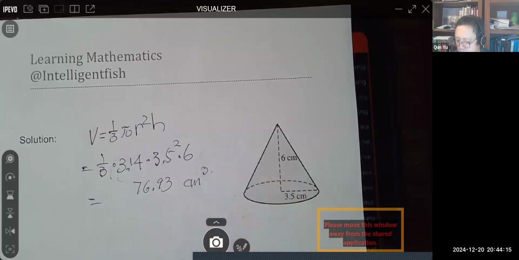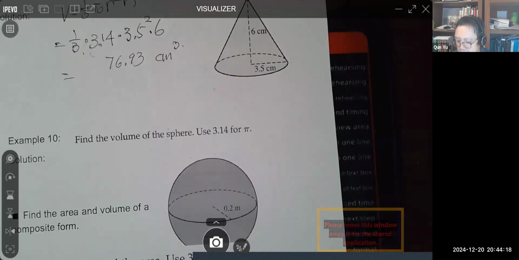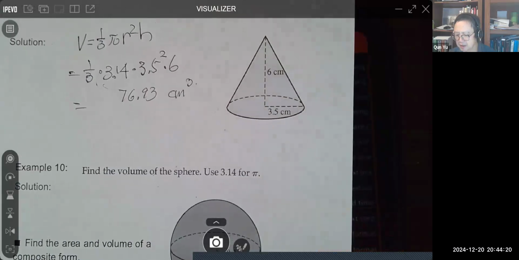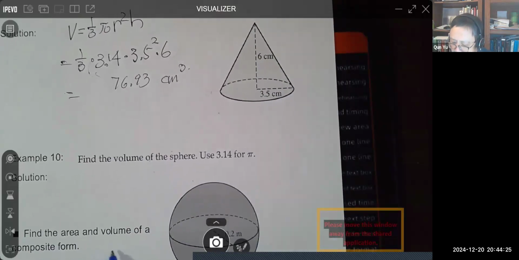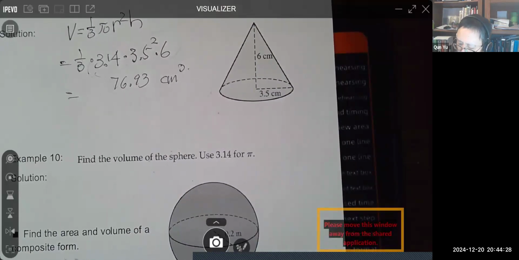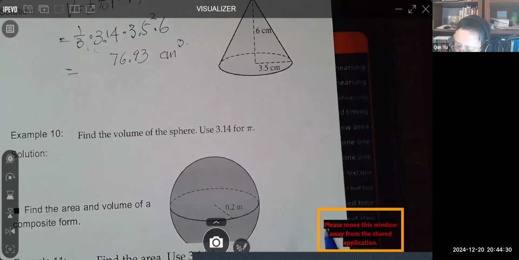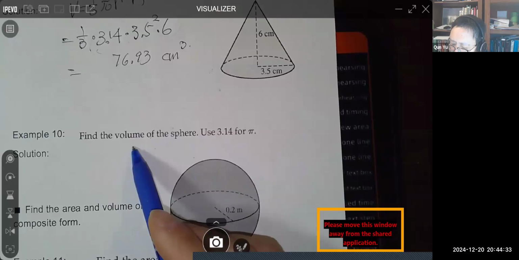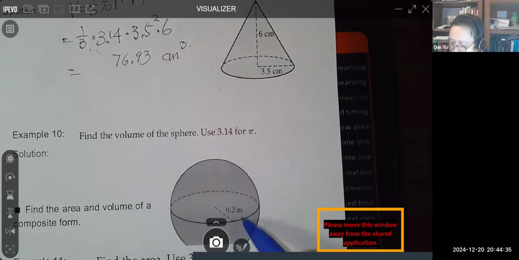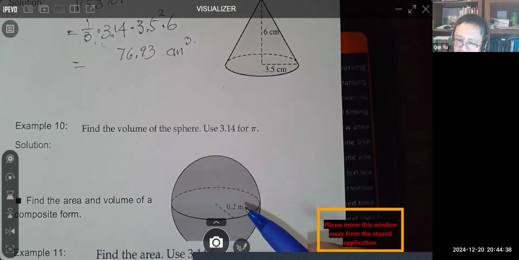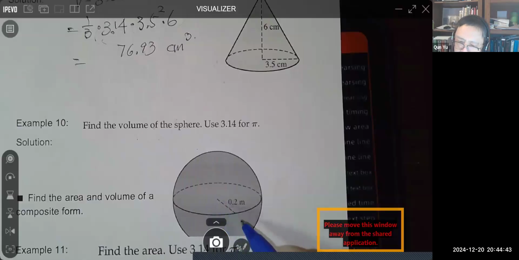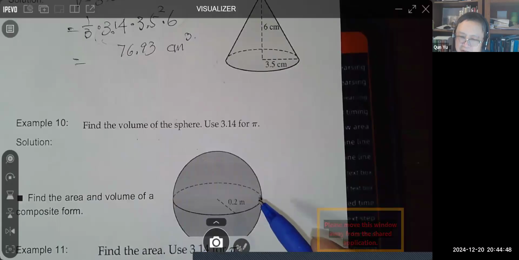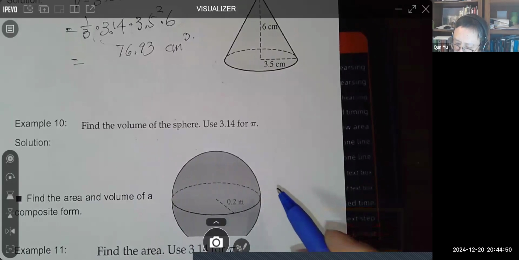And that's the volume. Now, this one, find the area and the volume of a composite form. So we just have two examples here. One is find the volume of a sphere. So this is a sphere. The sphere, we only have one measurement, that is the radius. This one measurement solely determines the size of the sphere. So it solely determines the volume of this sphere.